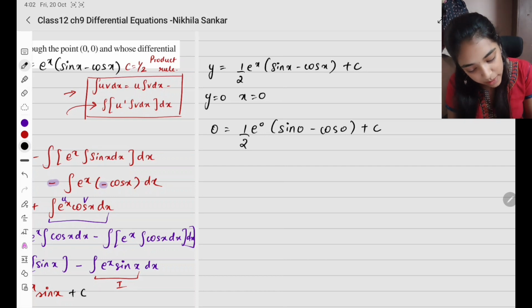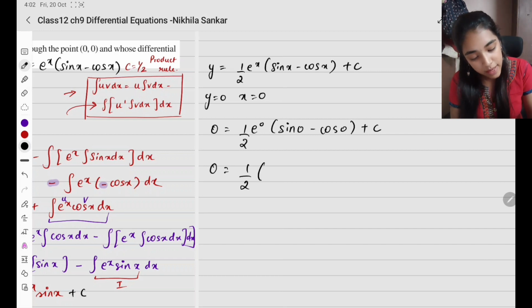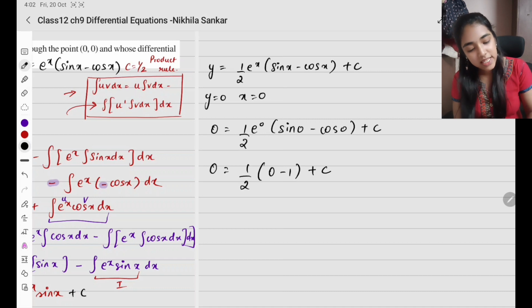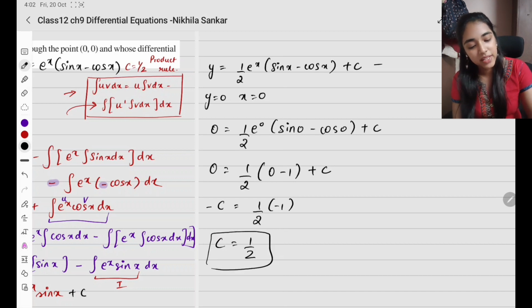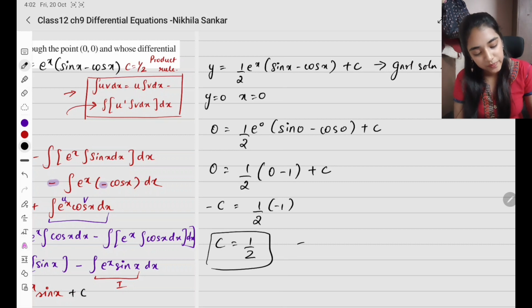Okay, so இப்போ இந்த c இந்த பக்கம் கொண்டு போலாமா? So 0 is equal to half times e to the 0 is 1, bracketல sin 0 is 0, cos 0 is 1, plus c. I'm taking c to one side, so I have minus c equals half times minus 1. So c equals half. C oda value கண்டுபிடிச்சாச்சா? அத general solutionல போட வேண்டியதான். So this is your general solution.